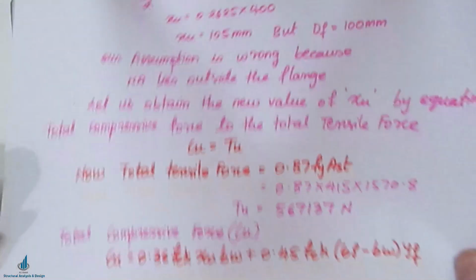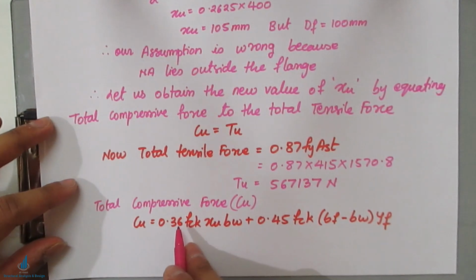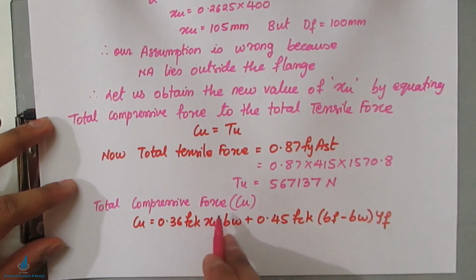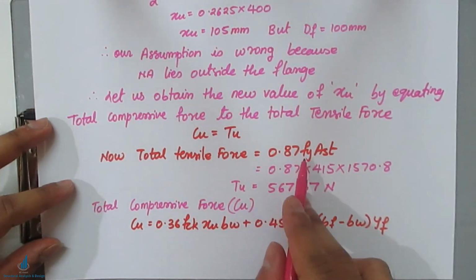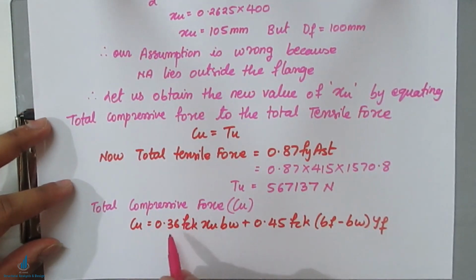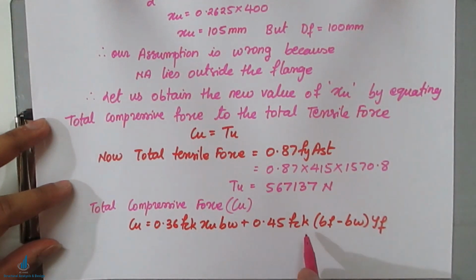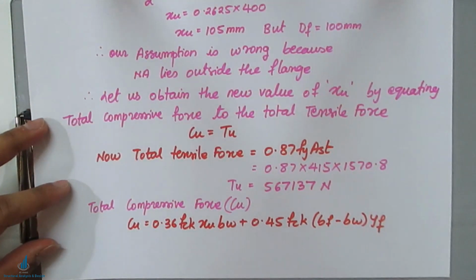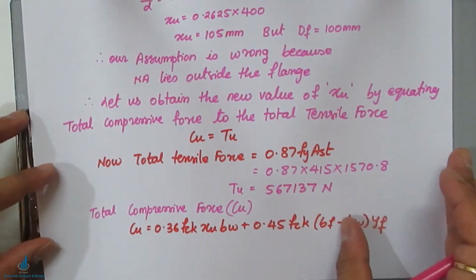So I hope this is clear. This is from the stress block parameters; from the derivation, these things I have taken. So total tensile force is 0.87 Fy Ast, and total compressive force is 0.36 fck xu bw plus 0.45 fck (bf minus bw) into yf, where yf is the equivalent stress block parameter.